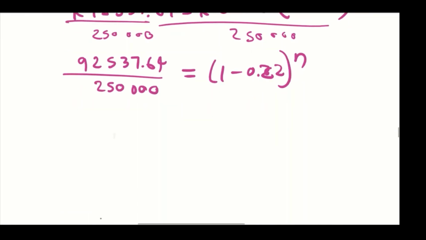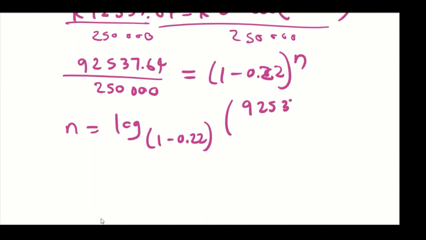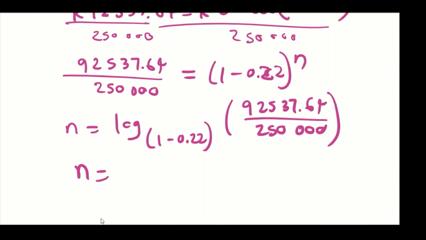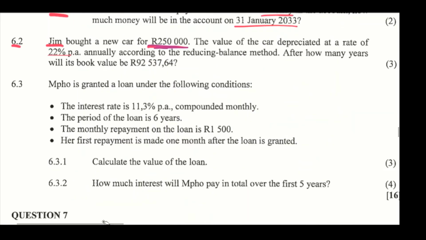We are looking for n, so we can use logs to solve this. So we can say n is equal to log to the base of 1 minus 0.22 of 92537.64 divided by 250,000. Then you punch this into your calculator. What are you getting? Let me know. But the answer is 6.3. So 6.3.